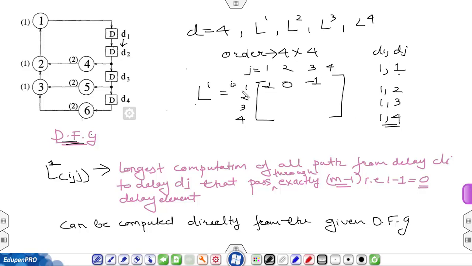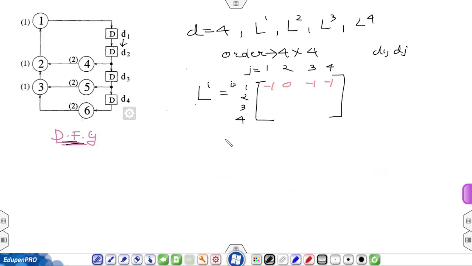And the same can be said about the path between D1 and D4. No such direct path exists, so the value is -1. In a similar manner, we can find other elements. So now calculating for 2 comma 1.